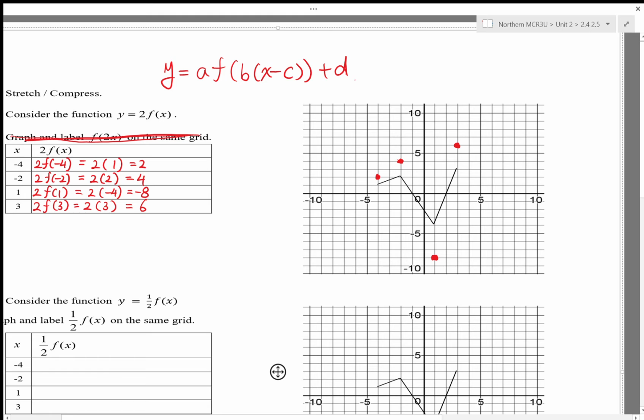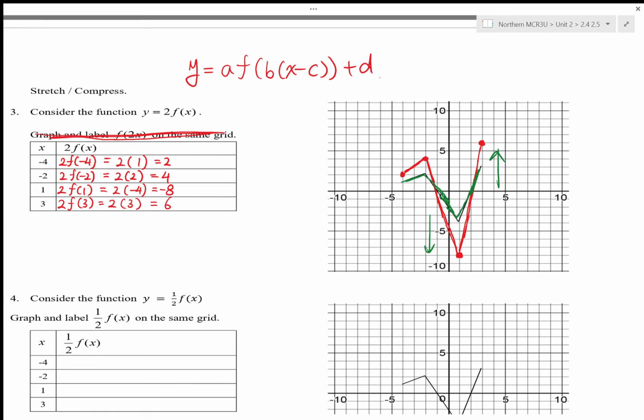So if I connect the dots, okay, I connected the dots. Now hopefully you see that the graph actually stretched vertically, right? I would just choose a different color, let's say green. So in this case, from the green graph, it actually stretched both up and down. So I can see that what's happening here is we can stretch the graph vertically.